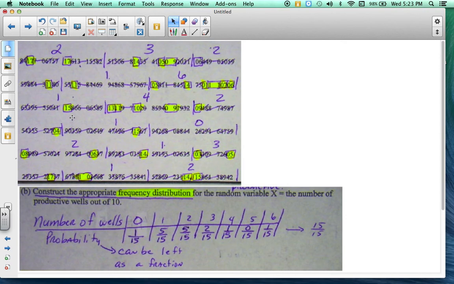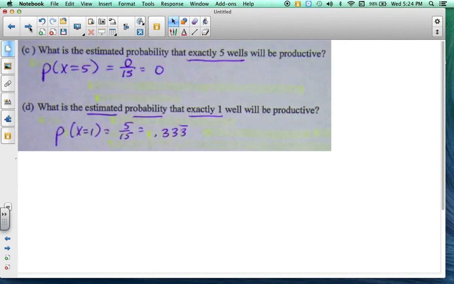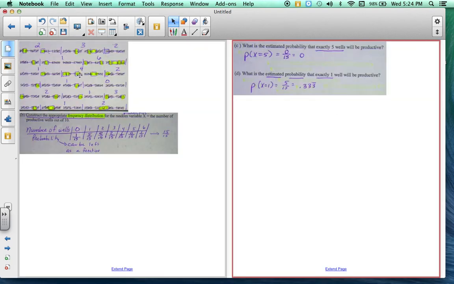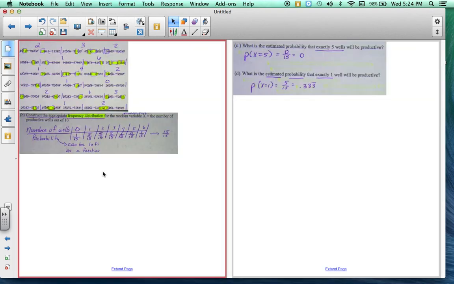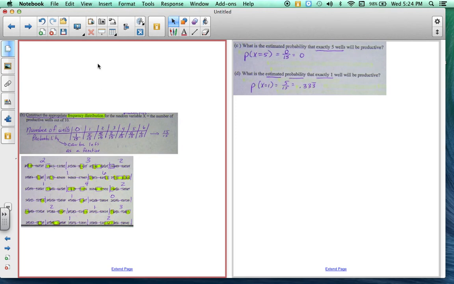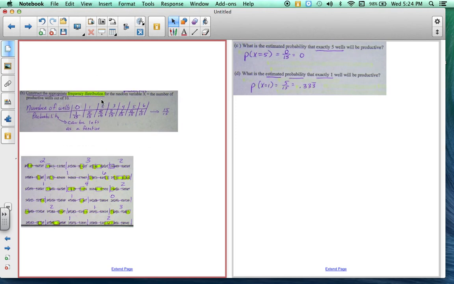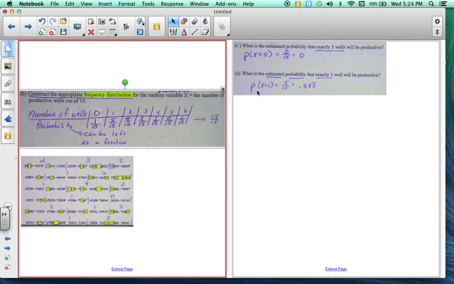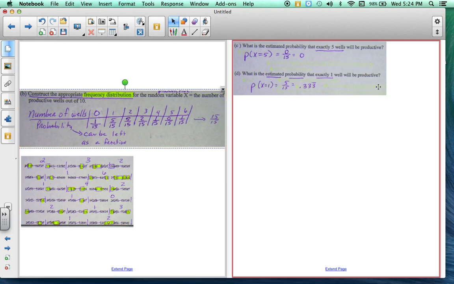Then, based on this information on my frequency table, I'm going to answer some questions. So let me go ahead and put this in a split screen. All right, let me blow this up a little bit. And in fact, I only need this right here. I just need my distribution. Okay.